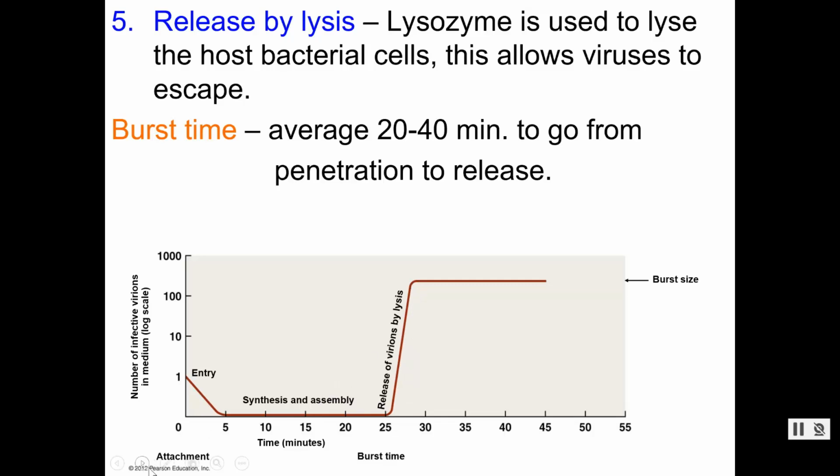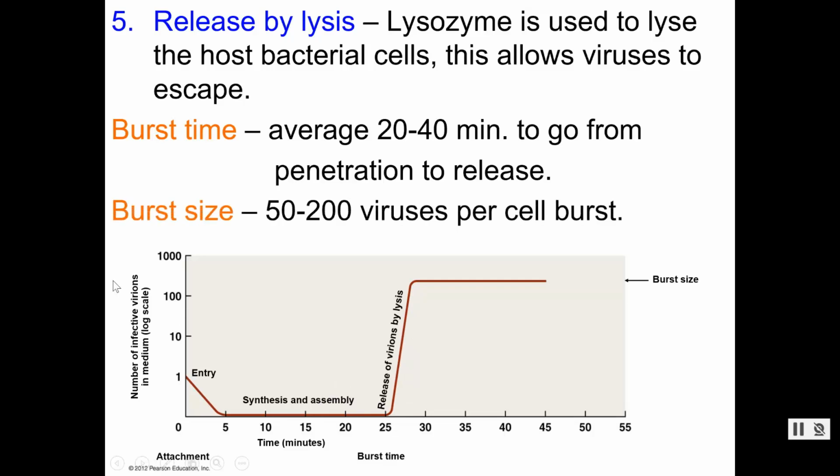This is called the burst size. Your burst time is how long it takes to go from penetration to release. Burst size is how many virions get made and released into the environment. And this can be anywhere between 50 to 200, again depending on the type of virus and the type of cell that it invades. So you just went from 1 to 200 in half an hour.